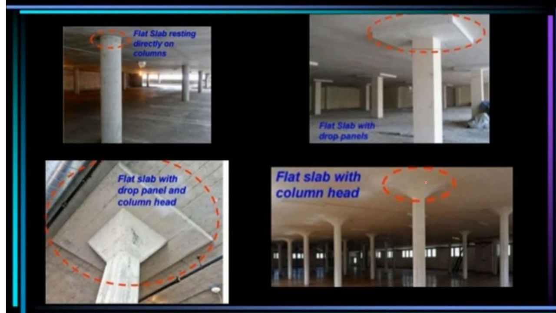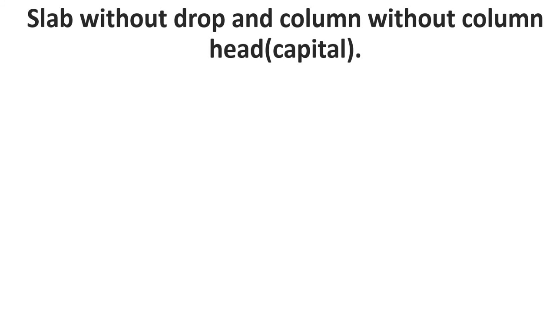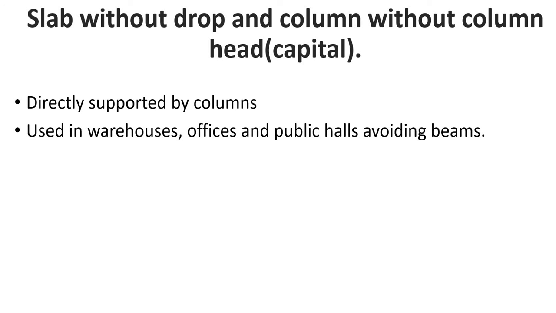That means this is with column head and without drop panels. Okay, so these were the four different types of flat slabs. Now, what was the first type? The first type was a slab without drop and column without column head. So they are directly supported by columns, and these are also used in warehouses, offices, and public halls, avoiding beams.